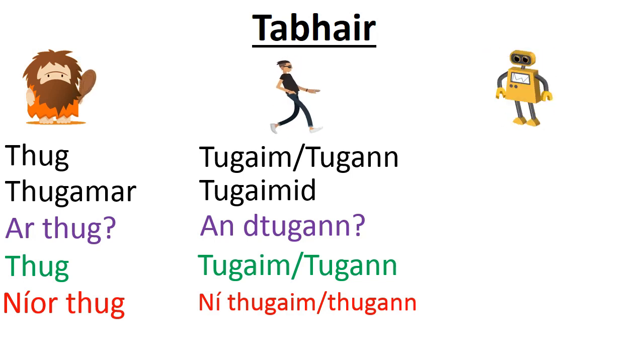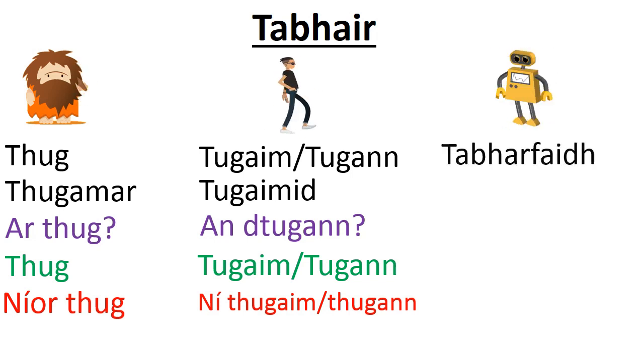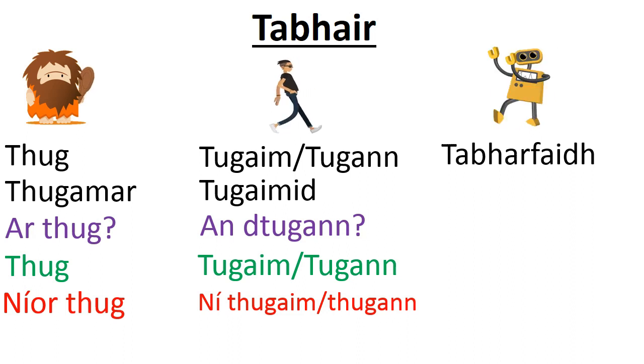Now, the Aimsir Fháistineach, we're talking about the future. And here we can see it looks very different. If you pay close attention to it, you'll see that it looks like the root of the verb, the name of the verb tabhair, but the I is missing to make it broad, to make it Latin. So it's tabharfaidh, or some people would pronounce the F and say tabharfaidh. So tabharfaidh, I will give.